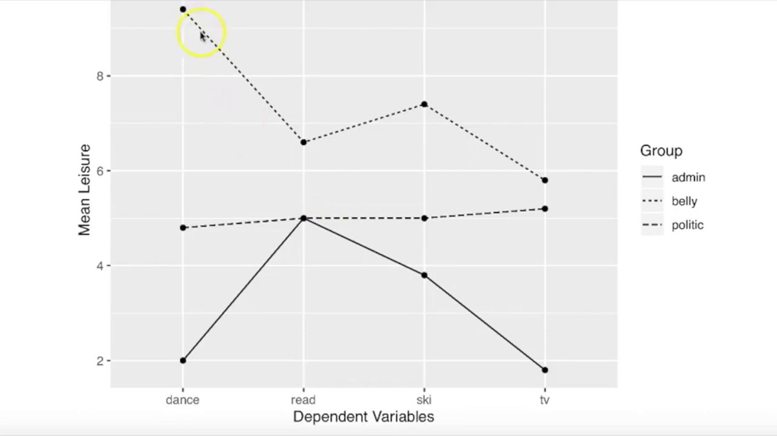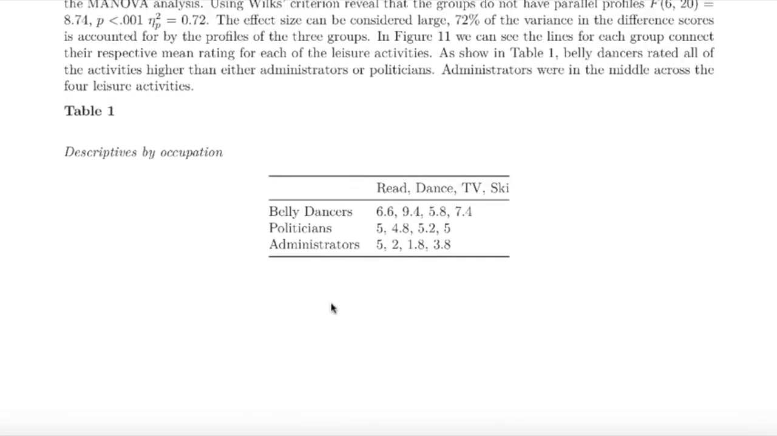And we can see that belly dancers have the highest profile. Administrators were in the middle, and politicians were at the bottom, of course. Actually, there's no of course here, it's made up data.